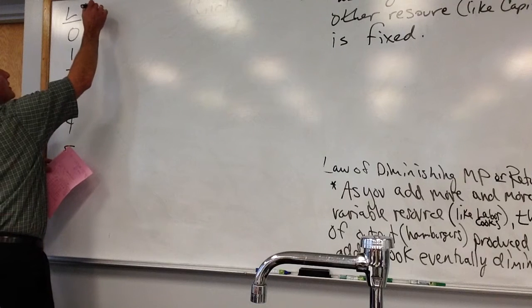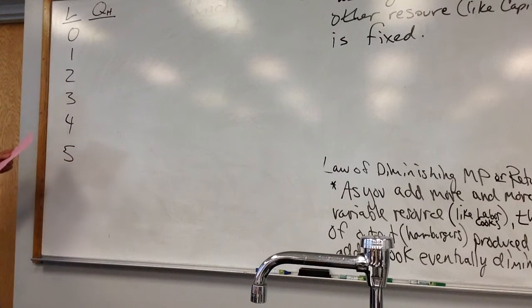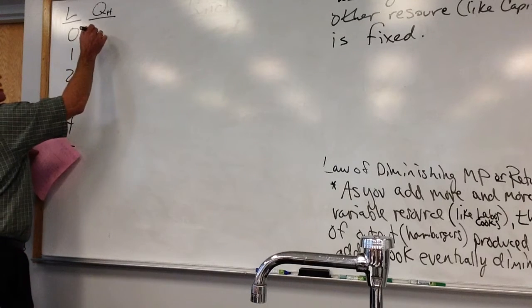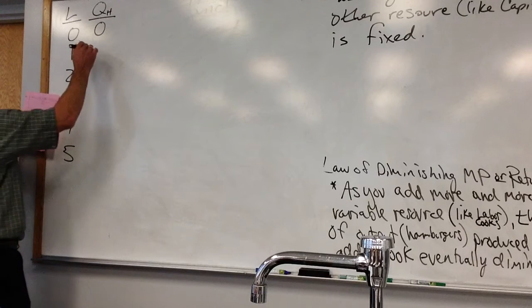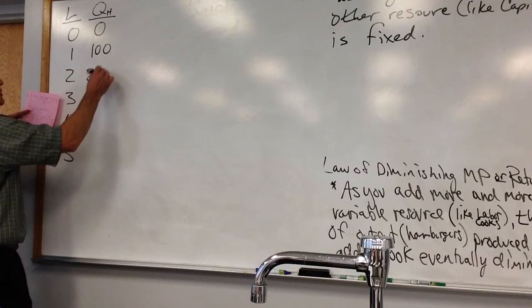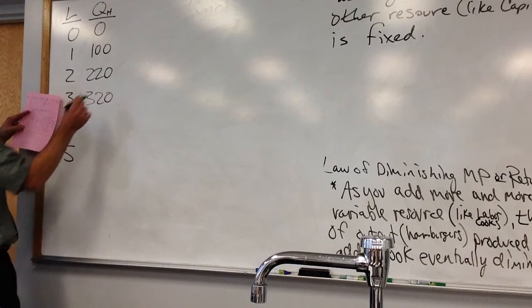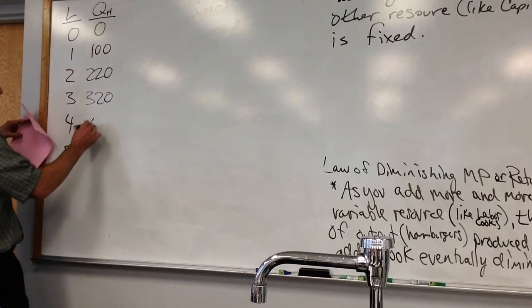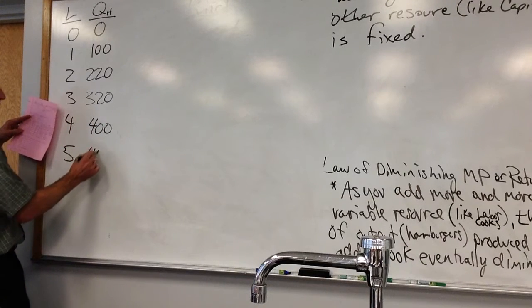And then we're going to look at hamburger production, the quantity of hamburgers. And hamburgers with 0 people, you get 0 hamburgers. 1 worker, you get 100 hamburgers. 2 workers, you get 220. 3 workers, let's say you get 320. 4 workers, 400. And 5, 460.